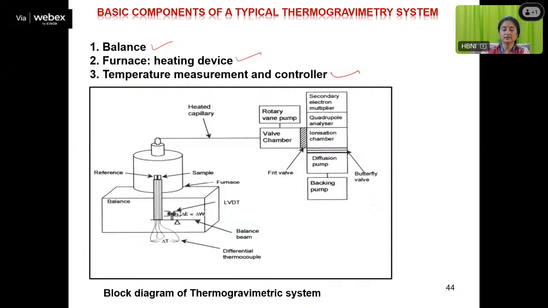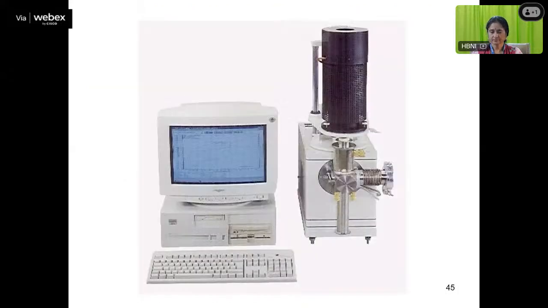Since you are heating the sample, the furnace is important, and then you have to measure the temperature because you want to know exactly what the temperature is. So you have to measure it and control the increase in temperature. That was the block diagram, and this is a typical instrument.